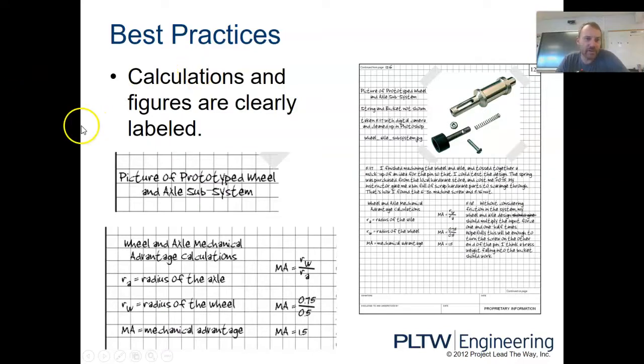All of your calculations are clearly labeled. This is going to be a struggle for some of you, being neat. I know it's a struggle for me. That just means slowing down.